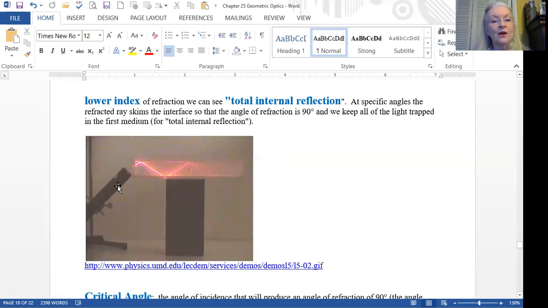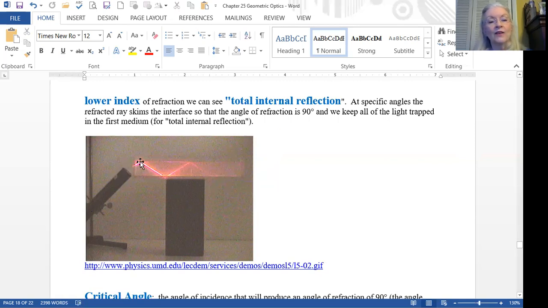And this is a photograph of a laser shining light into a container that has a high index of refraction. So the light comes in, you can see the beam come up and hit the surface and bounce down, and then come up and bounce down and come up and bounce down. This zigzag pattern is called total internal reflection.